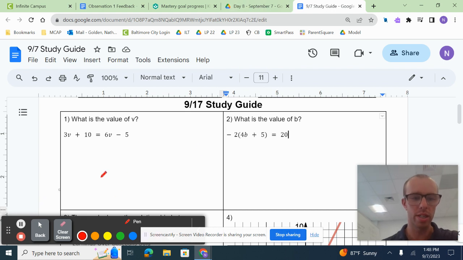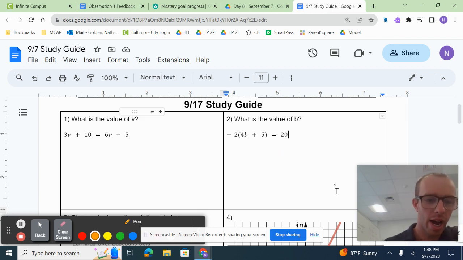So, first question, we just need to be able to solve equations. This is a general skill you need to have for the rest of your math career. What is the value of v? Remember, variables represent unknown numbers. So there is some number for v that makes this equation true. My goal is to figure out what it is.